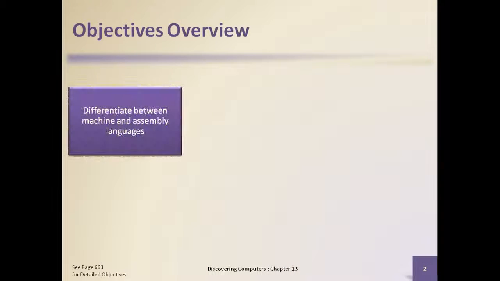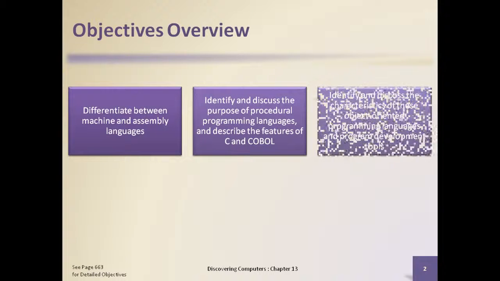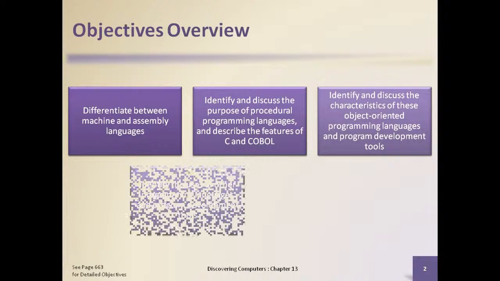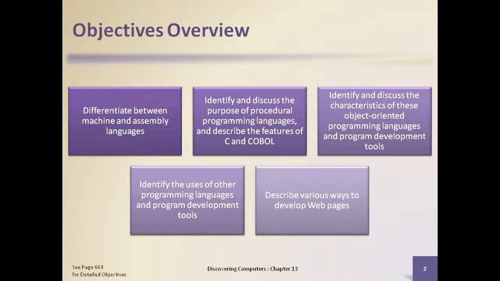Objective overview: differentiate the machine and assembly language, identify and discuss the process of programming languages, and describe the profile of control. Identify and discuss the characteristics of object-oriented programming languages and program development tools. Identify the usage of other programming languages and program development tools. Describe various ways to develop web pages.